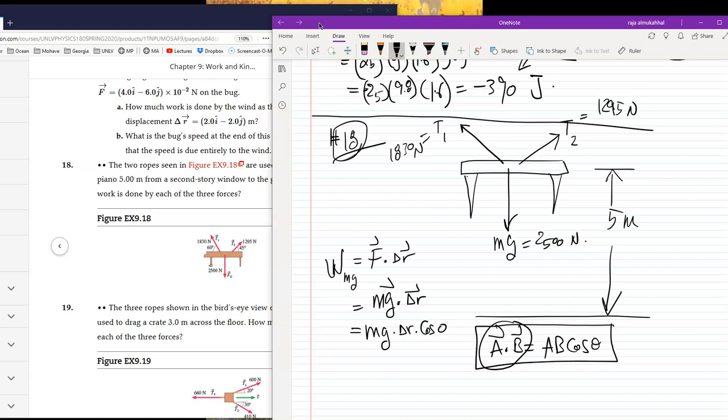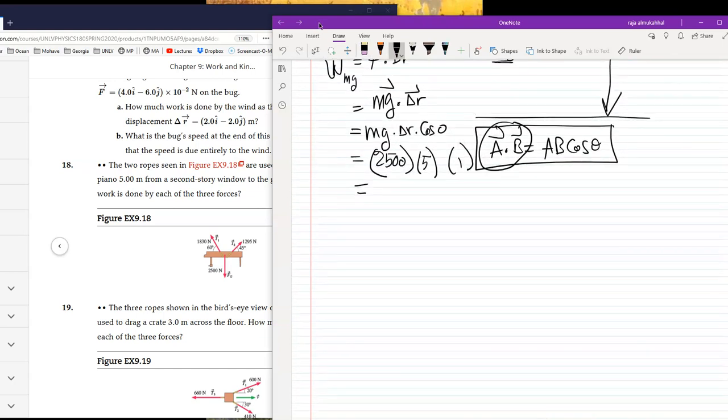They're both parallel. So in this case, the whole weight is 2,500. Multiply this by delta r, which is 5, and you multiply this by 1, because cosine 0 is 1, right? And then you calculate that. So it's going to be 2,500 times 5. The answer is going to be 12,500 joules. The one right there.